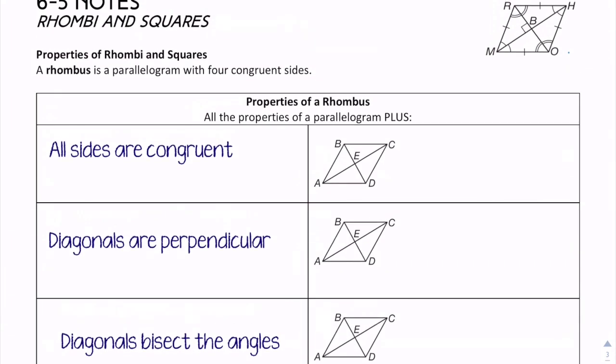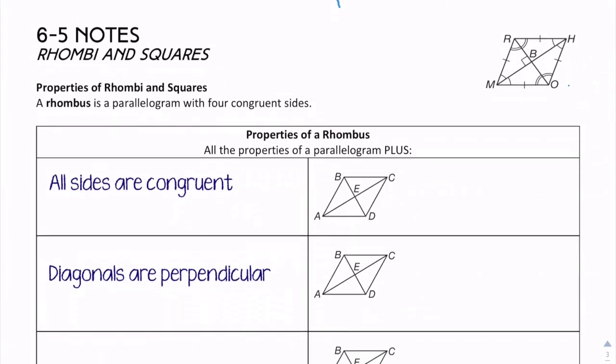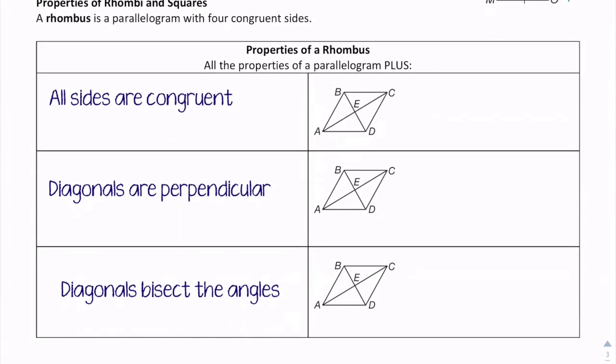We're going to take notes on the rhombi and squares. Rhombi is plural for rhombus. A rhombus is a parallelogram with four congruent sides. That is the definition of a rhombus. It also is, like I said, a parallelogram, so it has all the properties of a parallelogram.